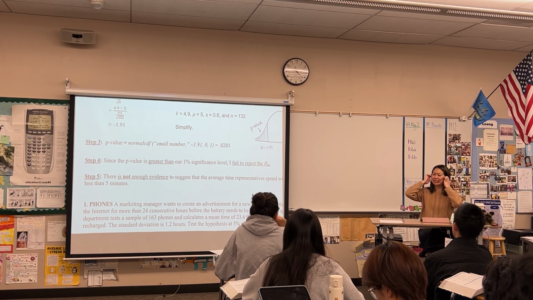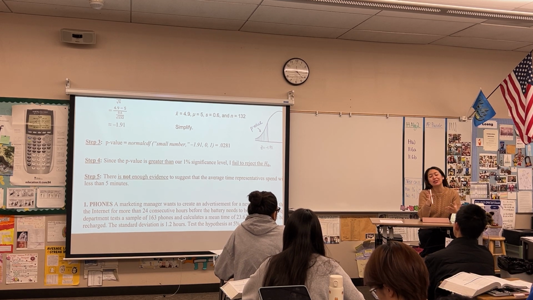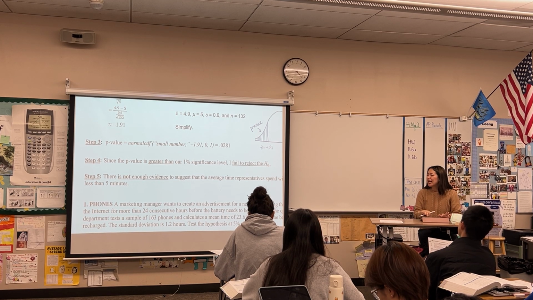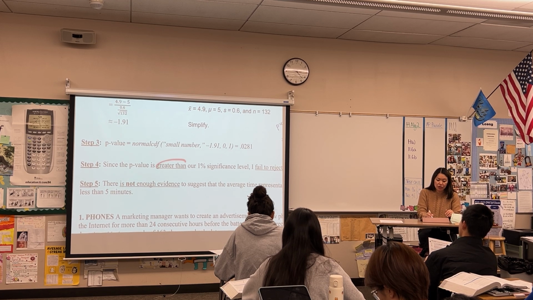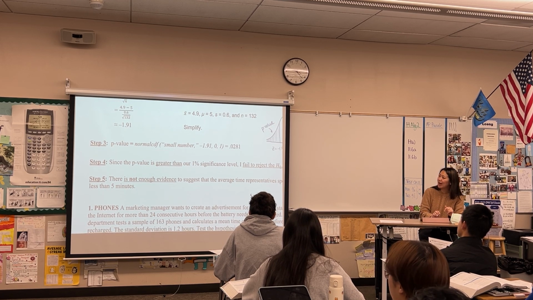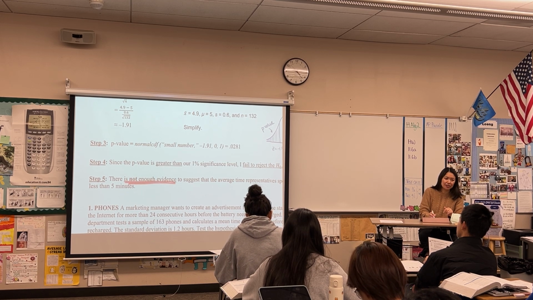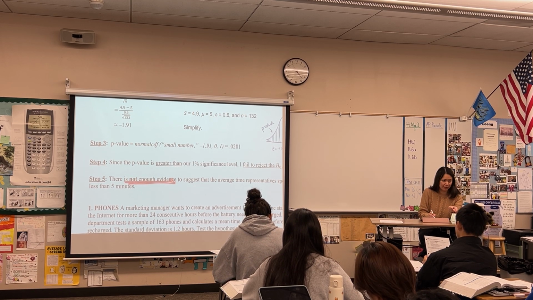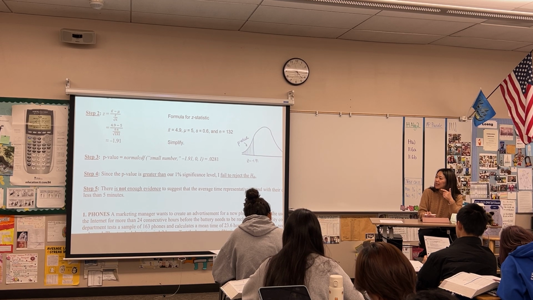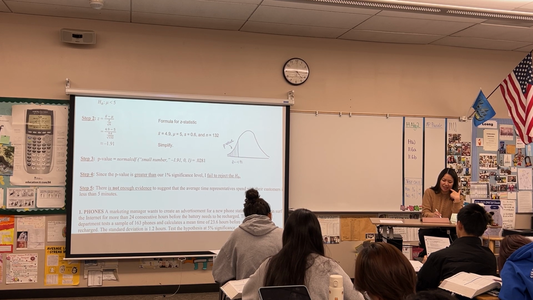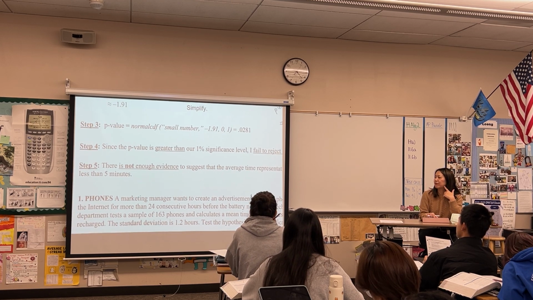Okay? Very different. It's like, I don't know, asking somebody to prom, right? Like somebody saying emphatic yes or just not replying. Well, they didn't reject you, right? But that's not the same thing as saying yes. It's different. Anyway, so yeah, if it's greater than, you fail to reject, which means step 5, there is not enough evidence to suggest the alternative hypothesis. All right, there's not enough evidence to suggest that the average time representatives spend with their customers is less than 5 minutes. All right, so that's your general structure for step 4 and 5.